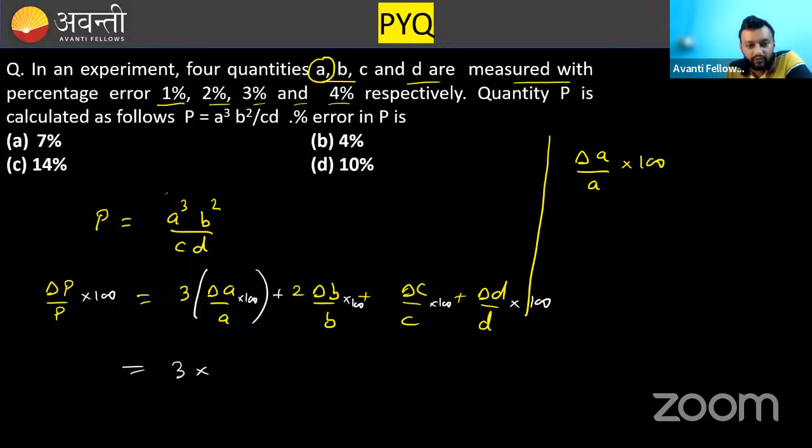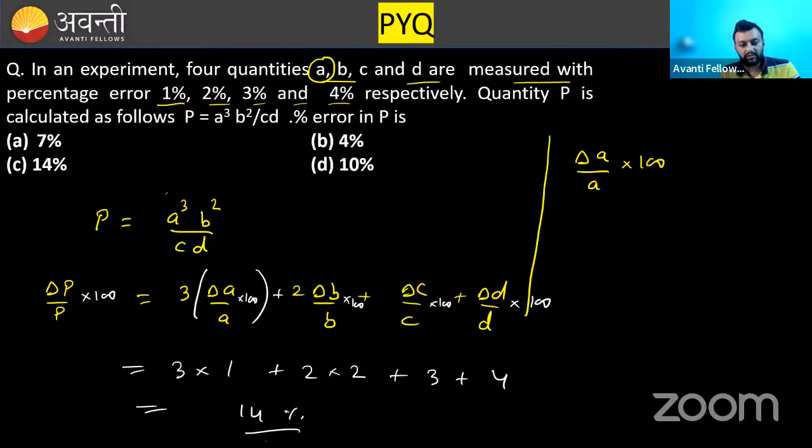The percentage error in P is what? 3 times 1% plus 2 into 2 plus 3 plus 4. Can you calculate this one? 3, 4, 7, 4, 11, and 3, 14. That is 14%. Clear?